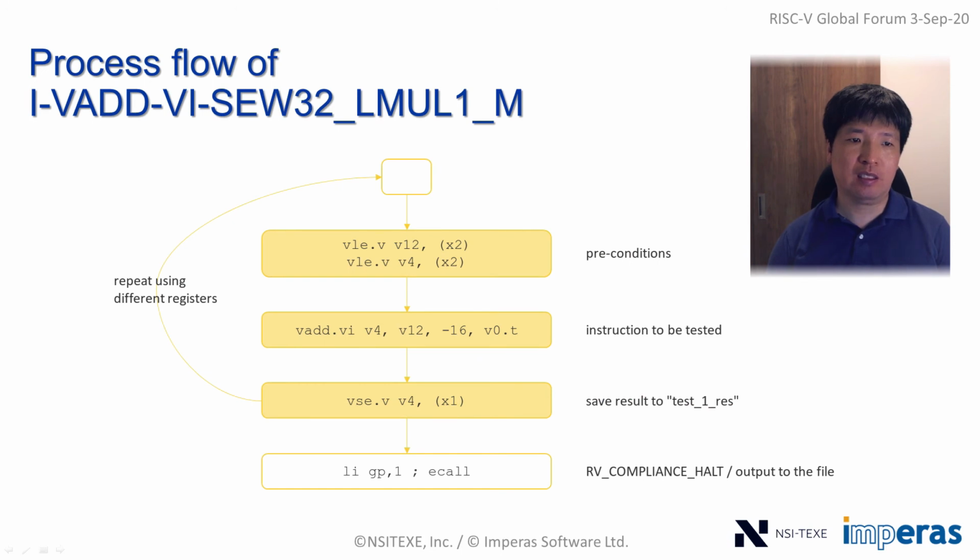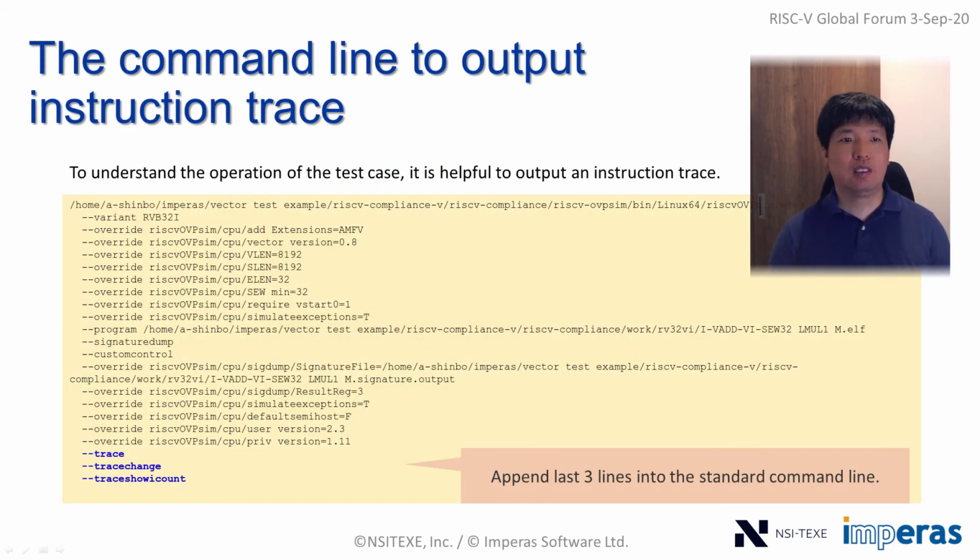The next slide shows the internal structure of the test code. I think there is nothing special, very typical test program structures. This is a command line option example for the Imperas reference simulator. You can see the option to specify vector configurations. The blue-colored lines are useful command line options to understand the structure of the test case.